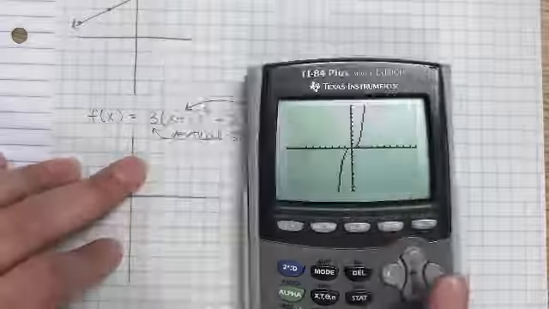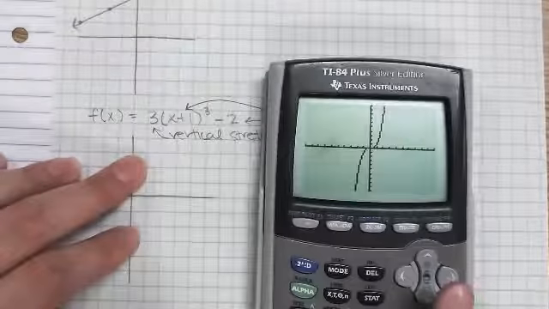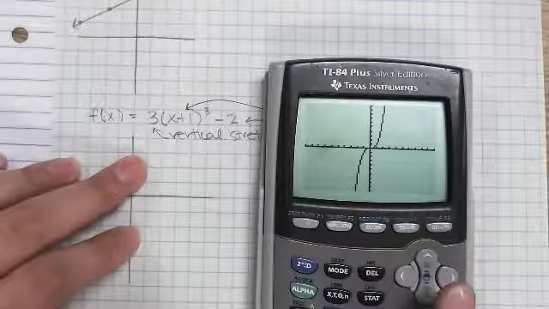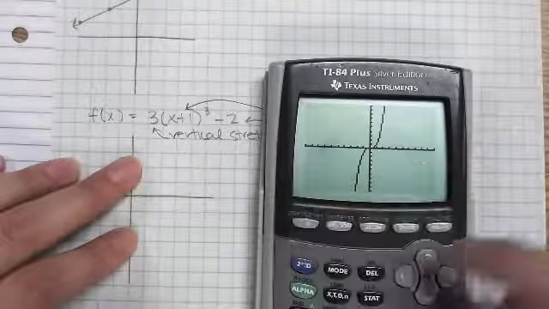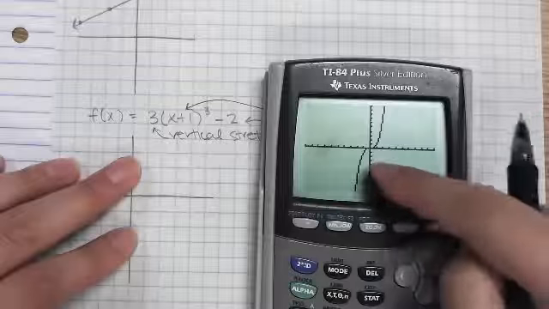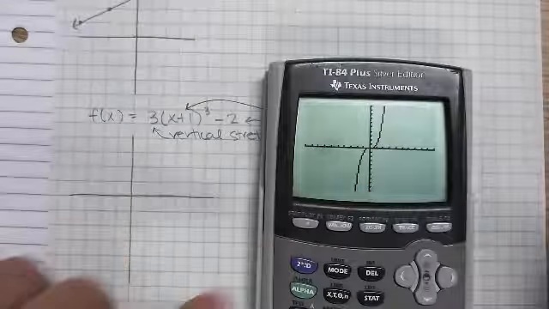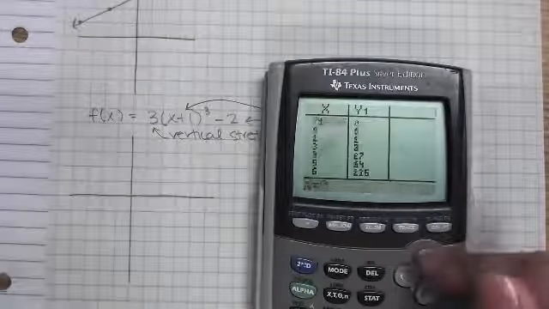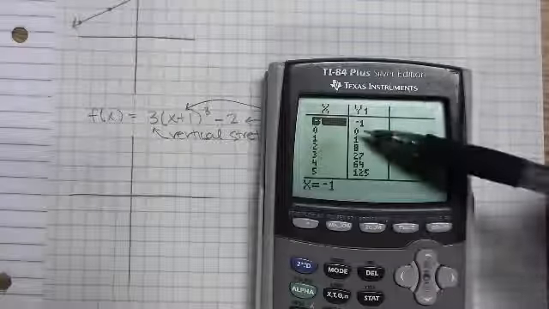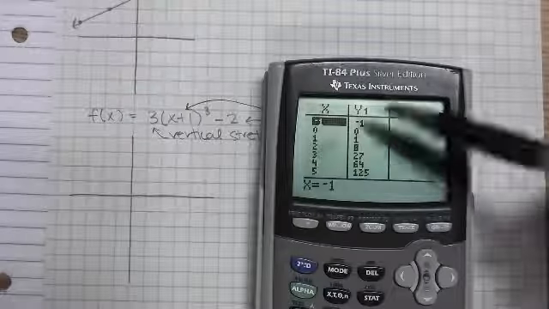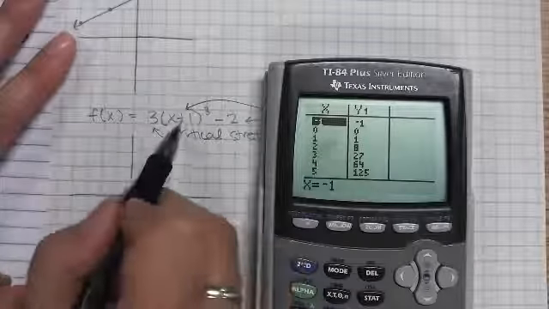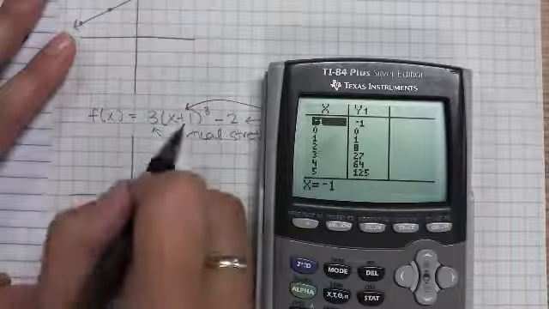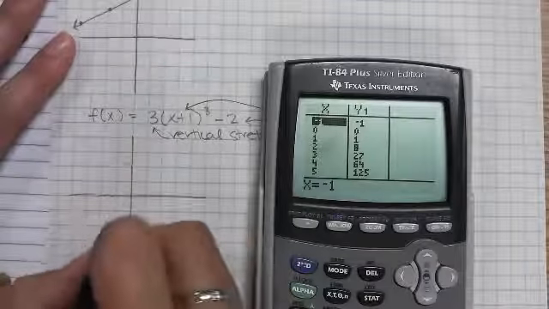So the original parent graph is a cubic, so it's x to the third, and I went ahead and typed in x to the third, and then I'm looking at the graph, so it's going to be this general shape, but we're going to move it. So I'm going to go ahead and look at my table of values here. The original graph is going to start at (0, 0), so I'm going to take that original point, and I'm going to go left 1 and down 2.